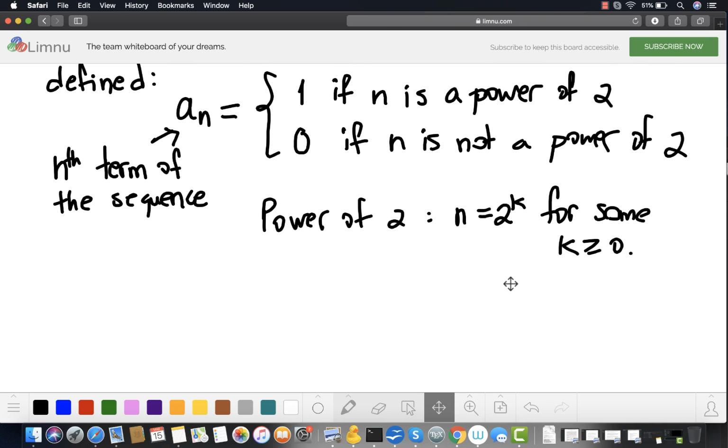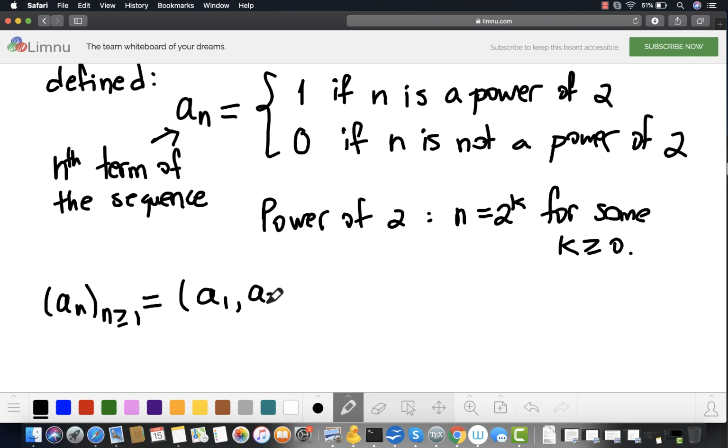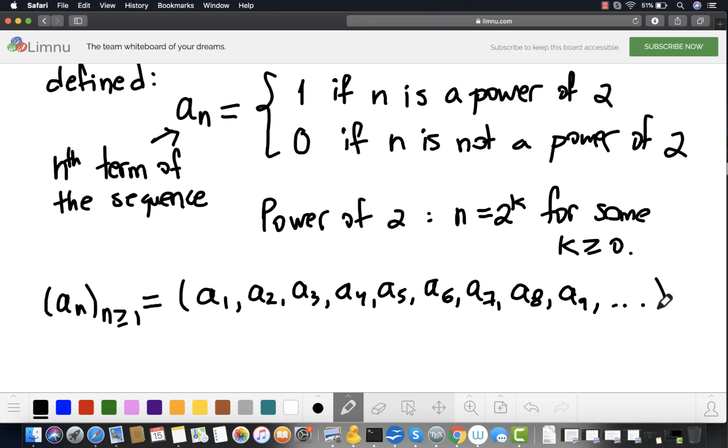So let's write down the terms of this sequence, a sub n with n at least 1. If you want to write down the sequence, by definition, it's a sub 1, a sub 2, a sub 3, a sub 4, a sub 5, a sub 6, a sub 7, a sub 8, a sub 9, and so on.